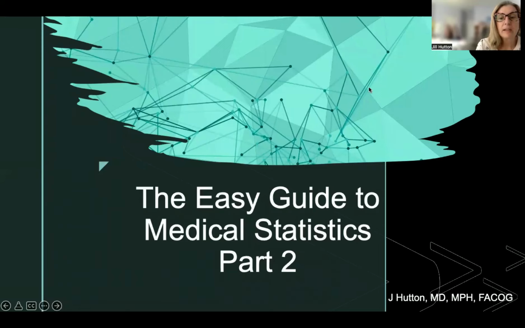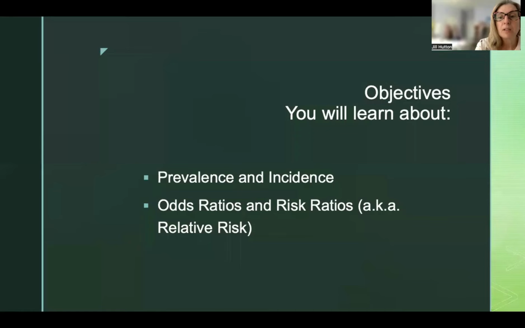This is the Easy Guide to Medical Statistics Part 2. I'm Dr. Hutton. I'm an OBGYN, so some of the samples and examples will be OB related, but they can be expanded to understand any medical literature. You will learn about prevalence and incidence, odds ratios, and risk ratios.